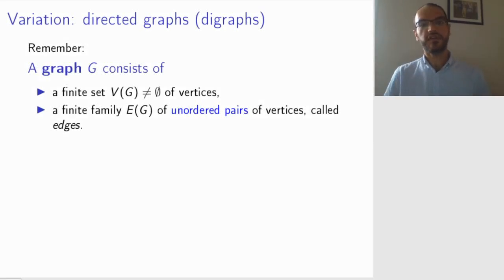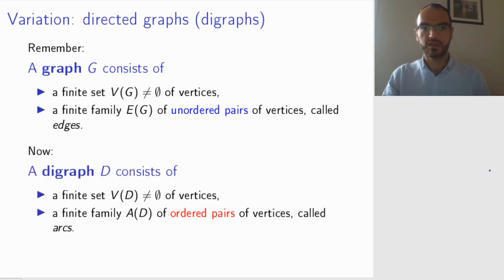Right, so far our notion of graphs has been defined as follows. We have a finite set of vertices and a finite family of unordered pairs of vertices that we call edges. This is great, it's useful in many applications, but sometimes you need things that are variations of this notion.